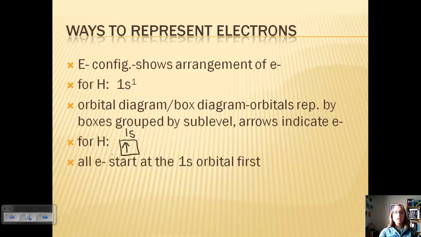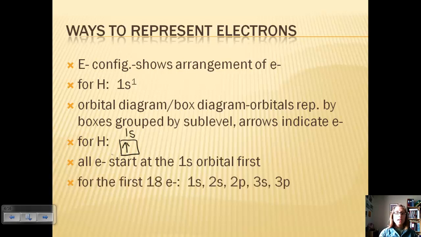All electrons start at the 1s orbital first because it is the lowest energy level, and so we're always going to fill lowest energy to highest energy. So everything will start at 1s. For the first 18 electrons, we're going to occupy the 1s, 2s, 2p, 3s, and 3p sublevels.